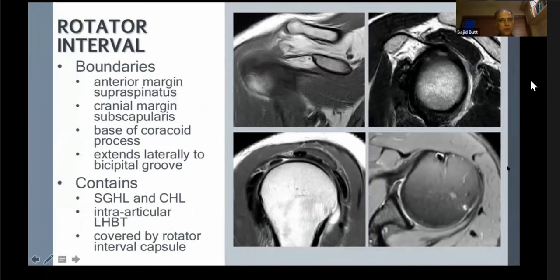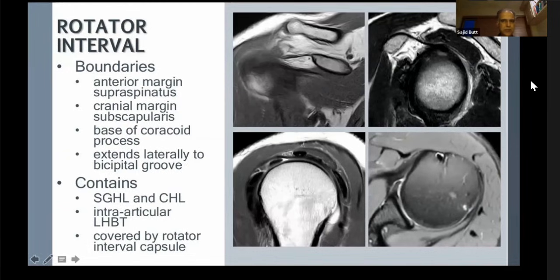And hopefully, once you have understood that, you would have no problems in identifying the importance of rotator interval and its various landmarks. So let's start from a sagittal projection. That's the front, that's the coracoid process. That's the back, superior and inferior. So the rotator interval is a space which is present between the anterior margin of supraspinatus and the upper margin of subscapularis, right? This space is the rotator interval.